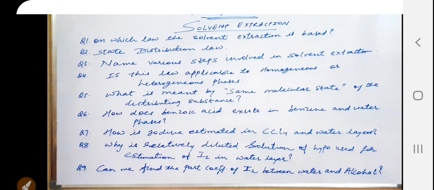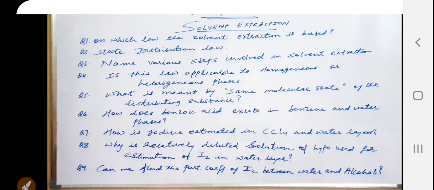What could be the reason for this? It is just because the amount of distributed iodine is much less in water than that in the carbon tetrachloride layer, right? So if the distribution of iodine in the water layer is less, then definitely you can estimate the required product there even with the help of the dilute solution. So we take help of dilute hypo solution, that is 1 upon 100 normal solution in case of water.